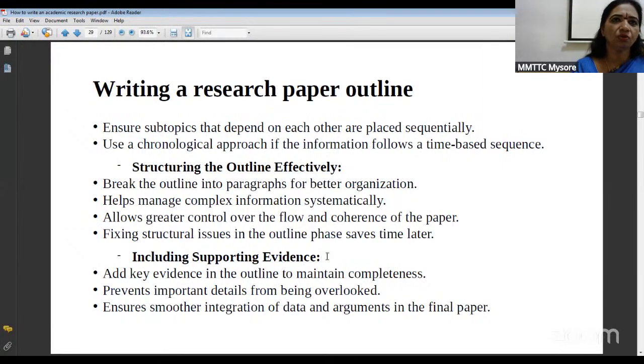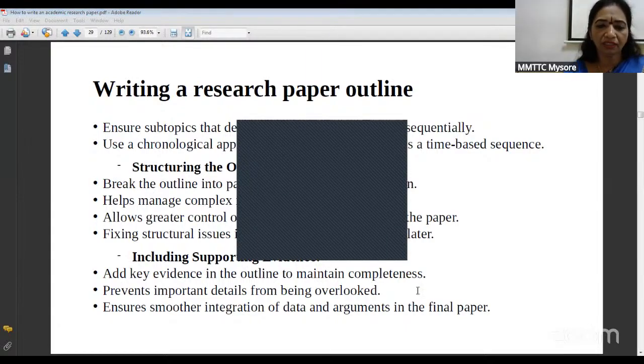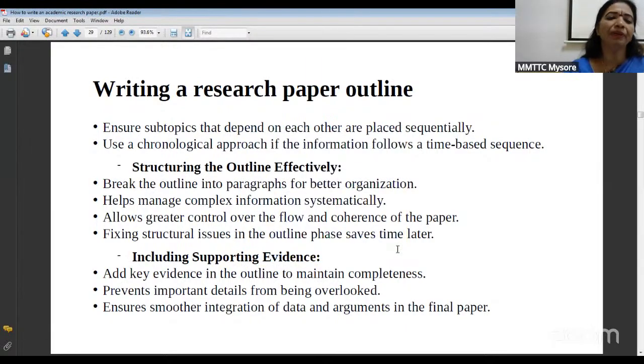Otherwise, people will say there are many incoherent sentences and redundant sentences, please remove them. So you should be very careful. And also, fixing structural issues in the outline phase saves time later. Otherwise, if you complicate the writing, repairing a complicated document is very hectic. Instead of repairing a complex writing, we can start a new writing and finish it.